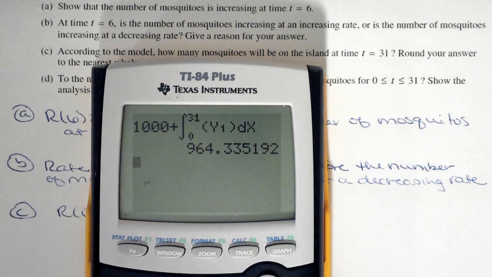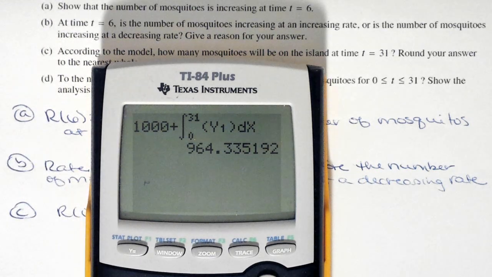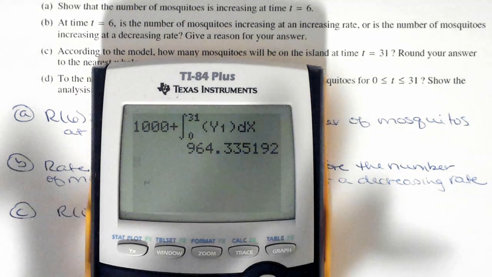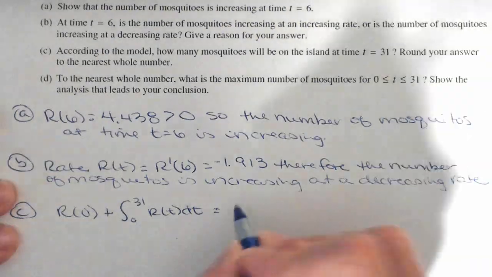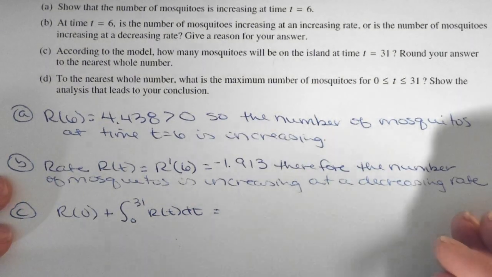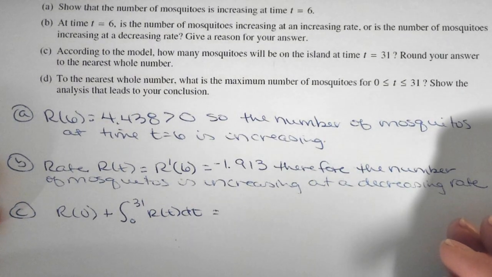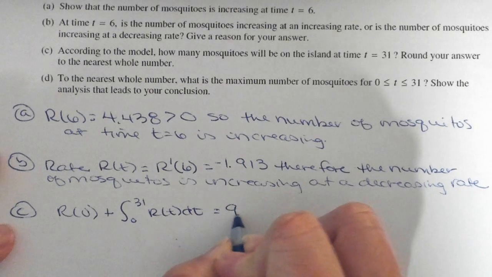Based on what we answered in our last question, what's happening? Okay, so something's happening. They were increasing. There is a point somewhere after time 6 maybe, or anywhere between time 0 and 31 where, I don't know, somebody came in with pesticide, or maybe they just started dying off. I mean, mosquitoes don't live forever, right? Okay. Yeah. So how many mosquitoes? 965, 964? 964.